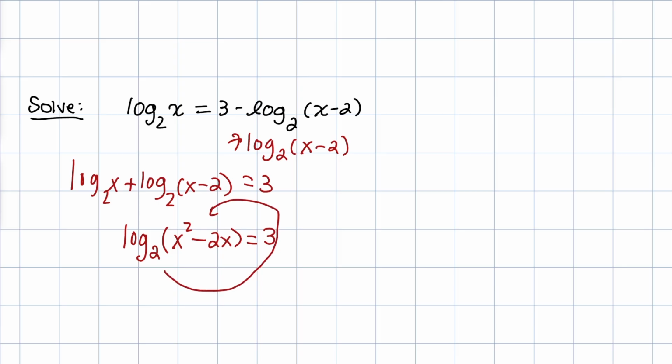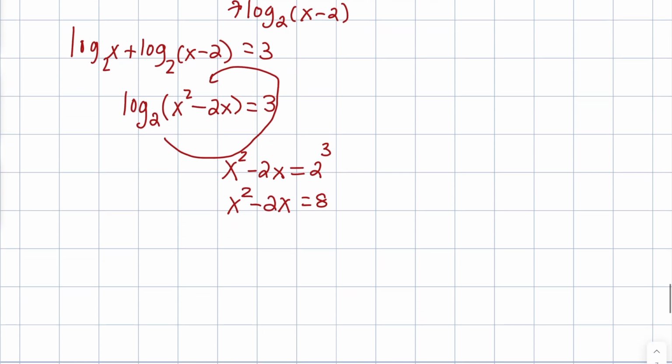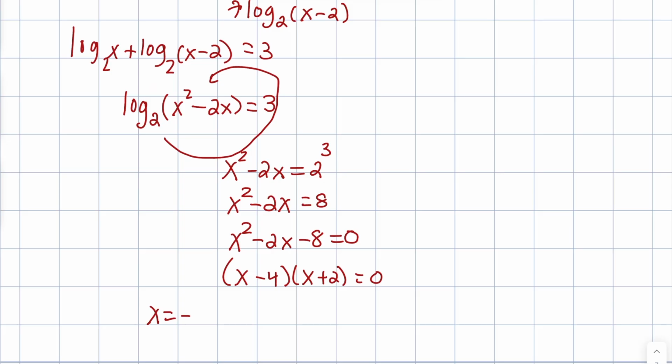Now let's rewrite it in exponential form. So I get x squared minus 2x equals 2 to the third. So I get x squared minus 2x equals 8. Minus the 8 over, I get x squared minus 2x minus 8 equals 0. Factor this as x minus 4, x plus 2 equals 0. So x equals 4 and x equals negative 2.